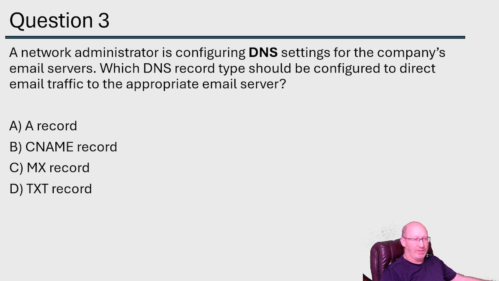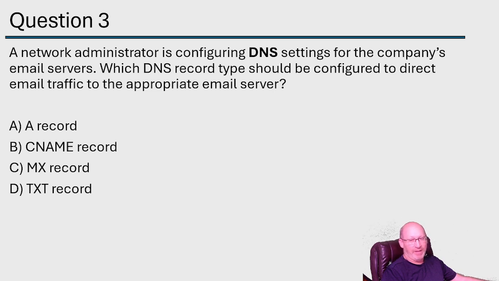Let's answer this one. If you need more time, of course, pause the video. A network administrator is configuring DNS settings for the company's email servers. Which DNS record type should be configured to direct email traffic to the appropriate email server? Well, A record. I love A record, right? I always like to say it's an A record, right? But that's not the case.